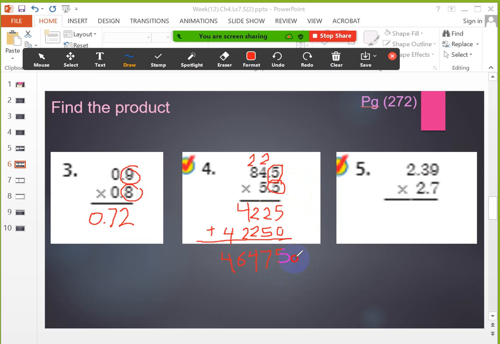So it will be where? The decimal point, I will move it from here to? Between 64 and 75. Very good. Right here. So the final answer will be 464.75. Sorry. So thank you, Wajid. Let's multiply now 2.39 with 2.7.